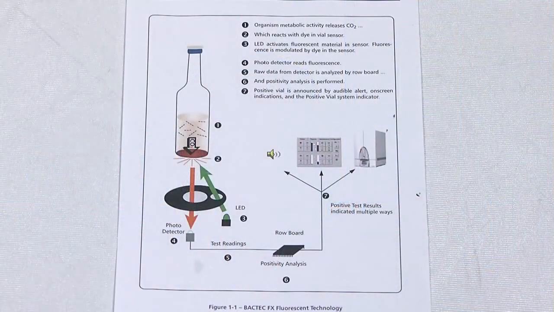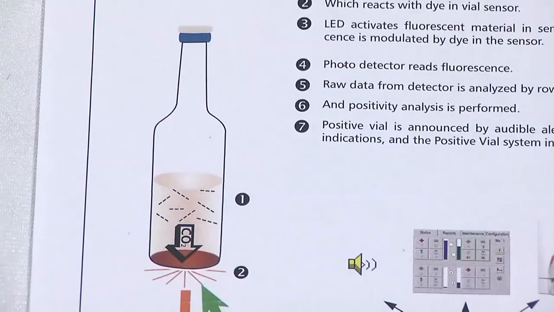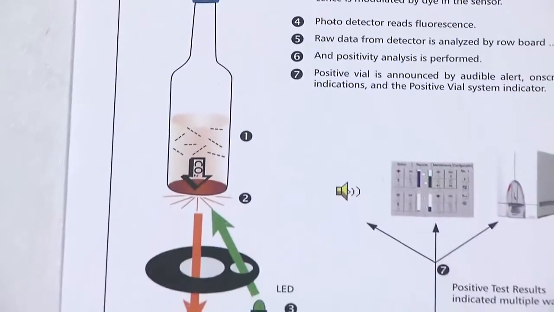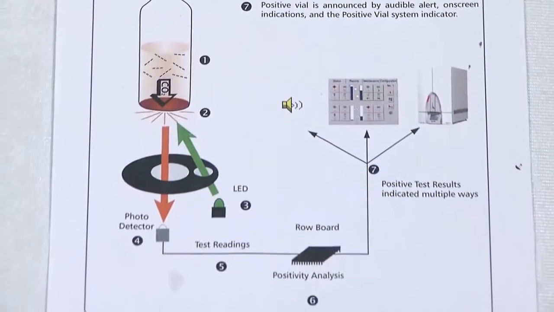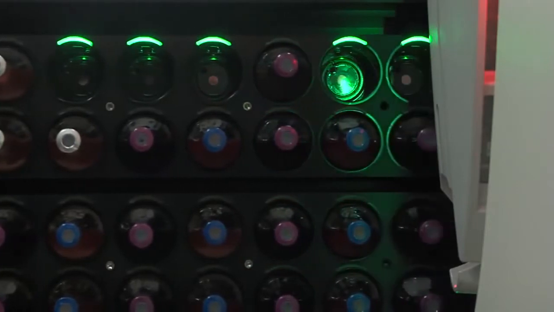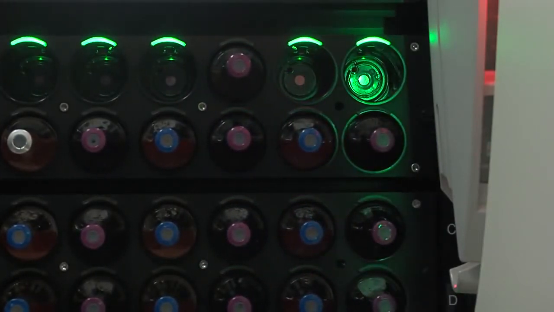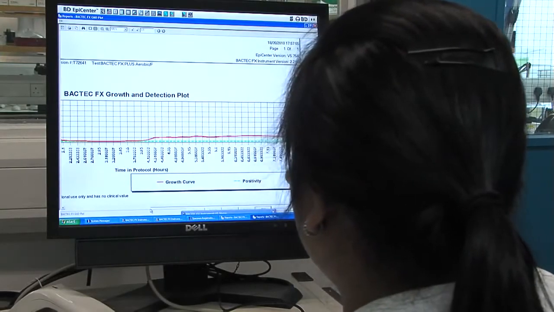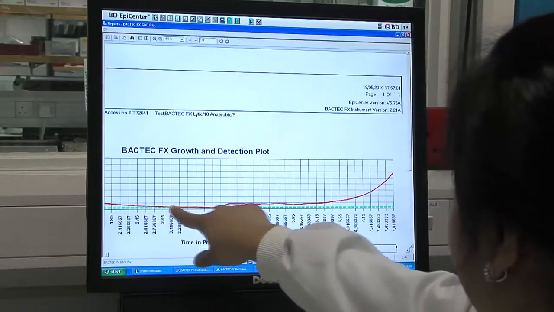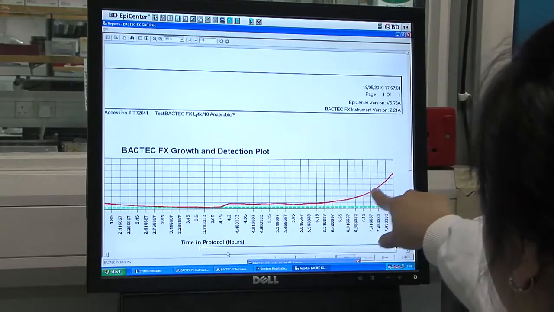When microorganisms are present in the blood culture, they metabolize the nutrients within the culture medium and release carbon dioxide into the medium. A dye sensor in the bottom of the vial reacts with the carbon dioxide. This reaction modulates the amount of light absorbed by a fluorescent material in the sensor. Each blood culture station in the analyzer contains a light-emitting diode photodetector, which measures the level of fluorescence every 10 minutes. A negative vial produces a linear graph as demonstrated. A positive vial produces an exponential curve graph as can be seen.